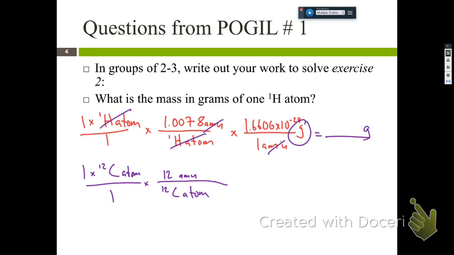Why would this be the same? What is this conversion factor being used to do? Hand raised? Tyler?